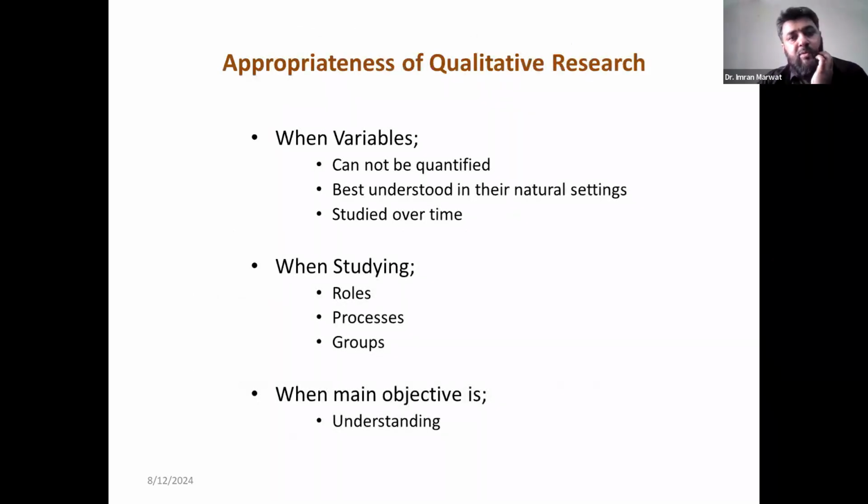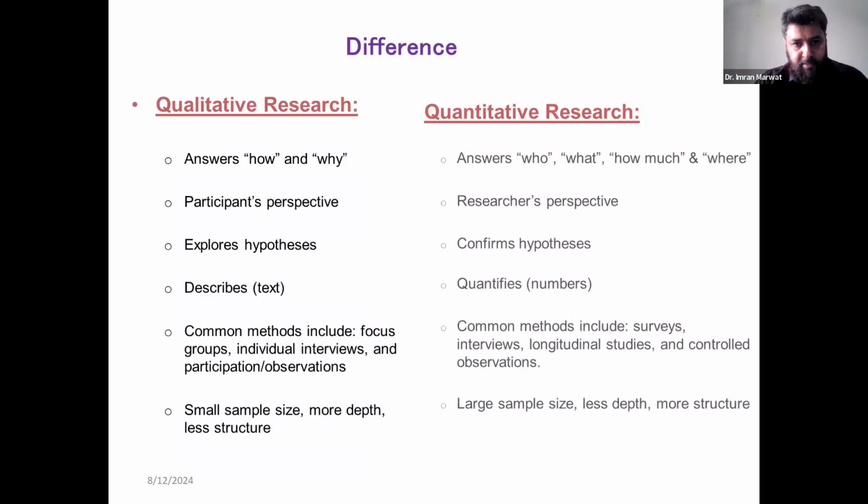Now, what is the appropriateness of qualitative research? When variables cannot be quantified, are best understood in their natural settings, and are studied over time: roles, processes, groups. We study different groups, different processes, different roles of the groups, etc. A few differences between qualitative and quantitative research: qualitative answers the how and why questions. Who, what, how much, this is the quantitative part.